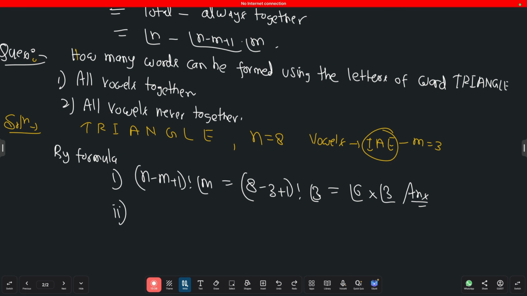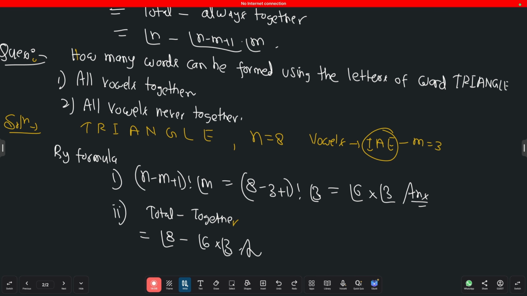Second question: all the vowels never together. Never together means total minus always together. Always together answer is this. And never together answer is total minus together, okay? So total means n factorial. N value is 8. So 8 factorial minus 6 factorial into 3 factorial.